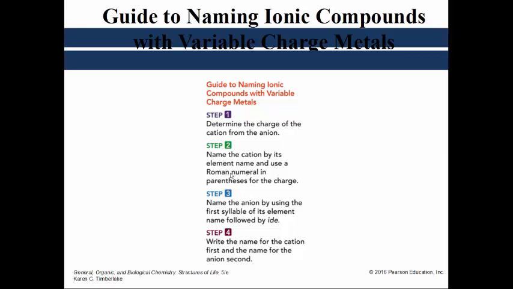Step 1 is just the same. Determine what is the positively charged, or the cation, what is the negatively charged, or the anion. Name the cation by its element's name, and then use the Roman numeral after that name for clarification. Name the anion, dropping the ending of its word, adding the suffix ide. And step 4, putting all that together.